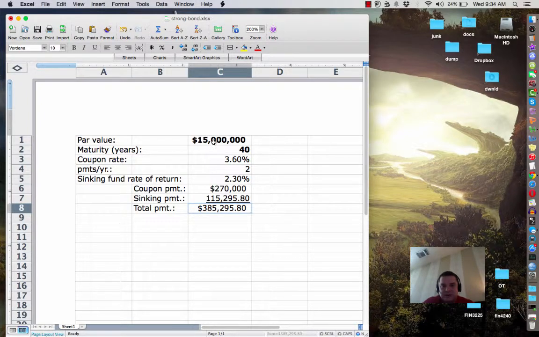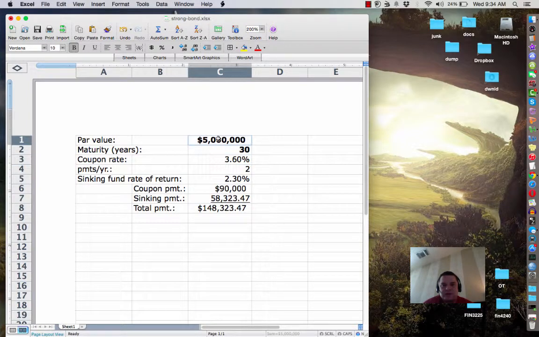Now these numbers can change. If you want to make the par value 5 million, just put in 5 million. For 40 years, that would reduce, of course, the sinking fund payment and the coupon payment. You notice those went down. Maybe we want to do it for 30 years instead of 40. Change that number. Of course, the coupon payment stayed the same, but the sinking fund payment went up because we're not making as many payments.